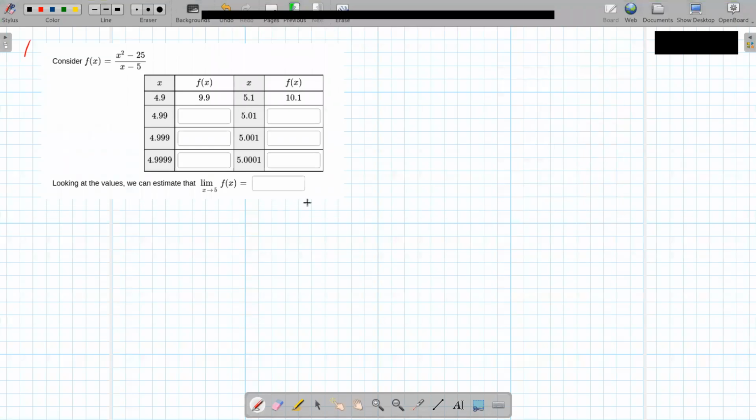All right, so let's take a look at a homework problem here, and we'll use the spreadsheet to analyze this. But first, I just want to go over a little notation of limits. So I have this notation down here. LIM stands for limit. X approaches 5, and then f of x.